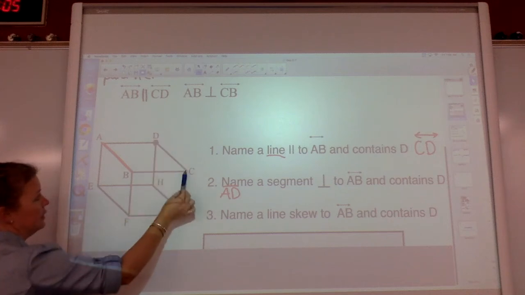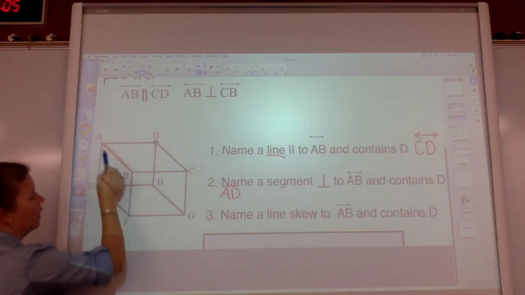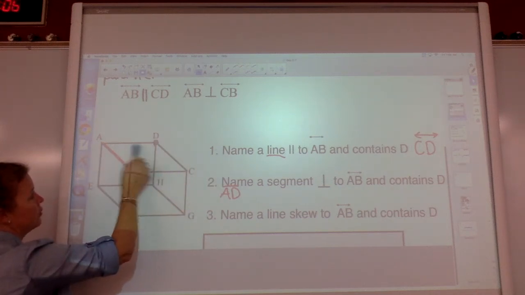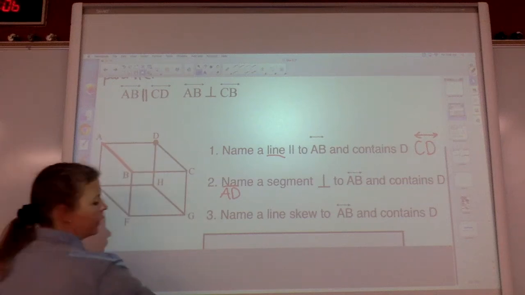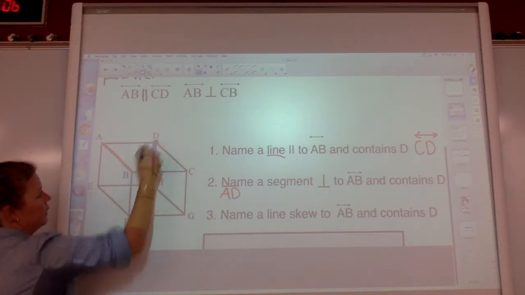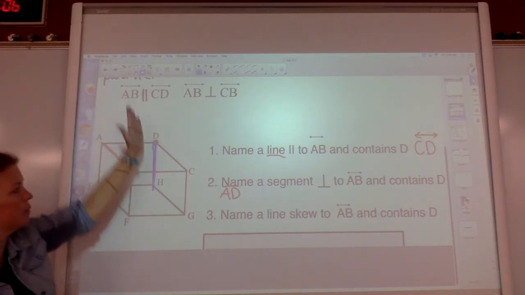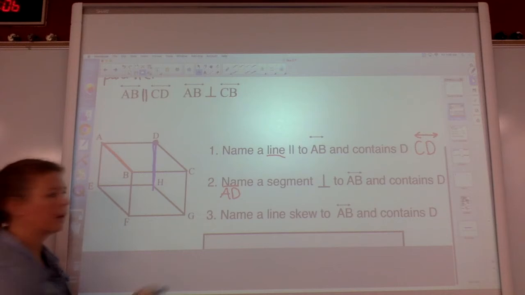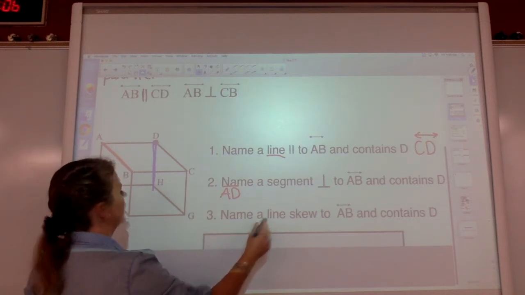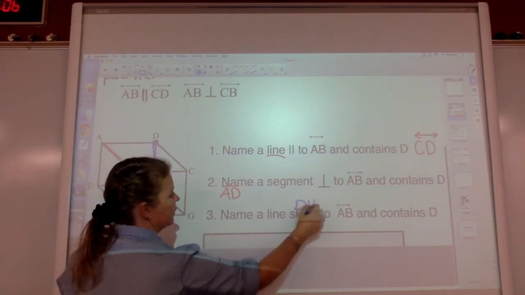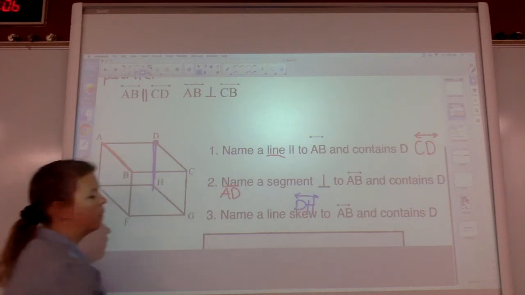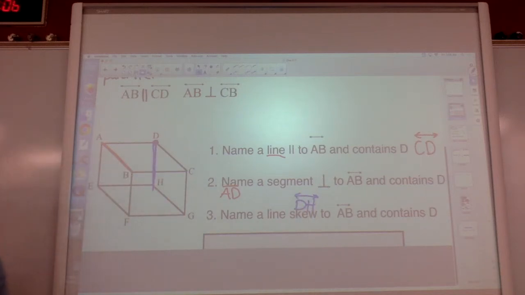Well, we only have 3 options. One of them, DC, we already said is parallel. Another one, line AD, we already said is perpendicular. The only other option through point D is DH. As you can see, this one will go on infinitely this way. This one will go on infinitely this way. We're going with line DH, or line HD, however you want to call it.